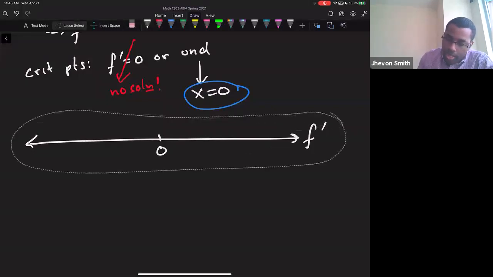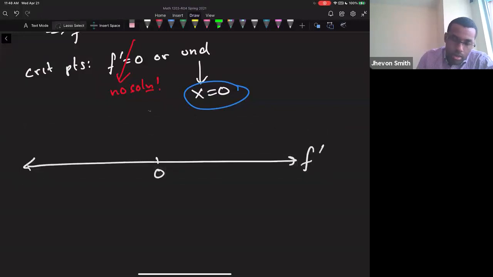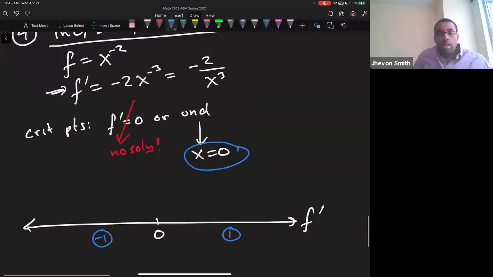And what we're going to do is test a random number to the left and to the right. So let's say I can test a minus 1, I can test a positive 1, and we're going to plug it into the first derivative. The first derivative is minus 2 over x cubed. If I plug in a negative 1 into x, that becomes minus 2 divided by negative 1 cubed. Negative 1 cubed is negative 1, so you get minus 2 divided by minus 1. So this is a positive number.